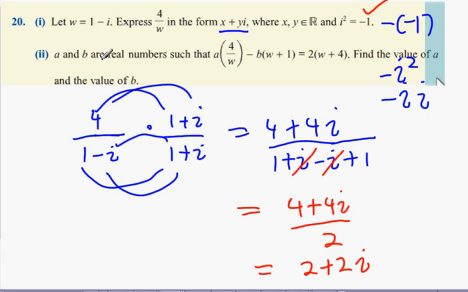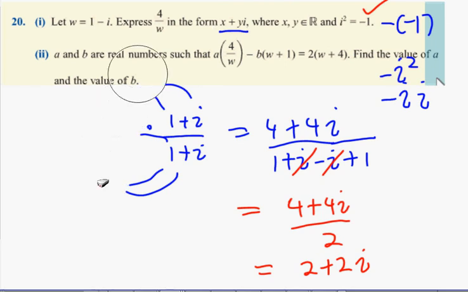a and b are real numbers such that a times 4 over w minus b times w plus 1 equals 2 times w plus 4. Find the value of a and the value of b. Here's what I suggest you do.